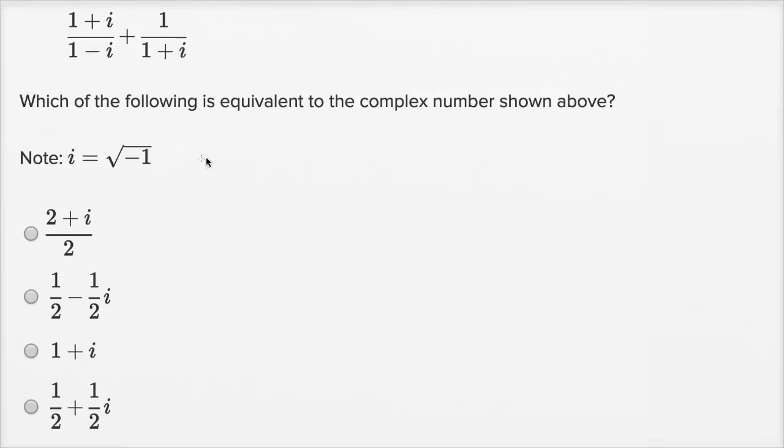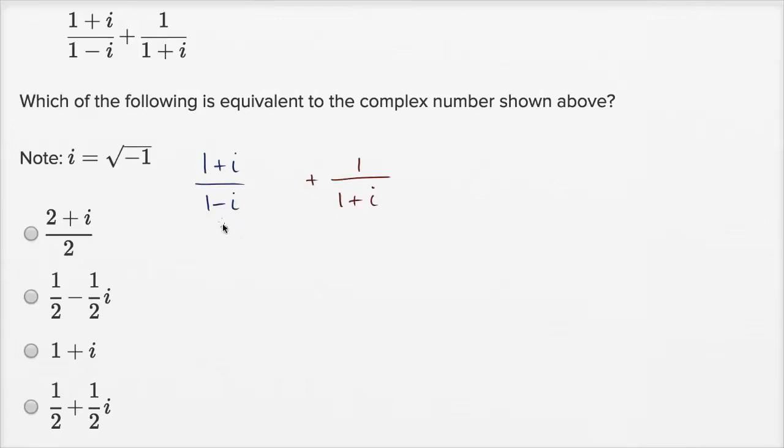Let me just rewrite everything. So we want to take 1 plus i over 1 minus i, and then add that to 1 over 1 plus i. Let me switch some colors just so we can keep track of things. Well, we're able to add two fractions if we have the same denominator.